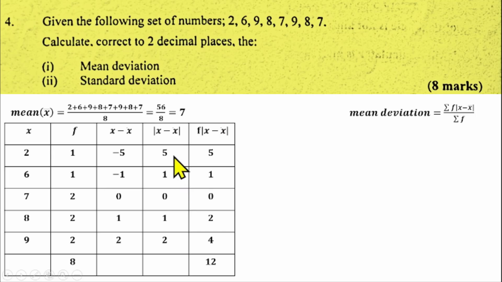So you have 1 times 5, that gives us 5. 1 times 1 is 1. 2 times 0 is 0. 2 times 1 is 2. 2 times 2 here is 4. Then we have to sum this together, summation of this. If you sum this together, that gives us 12.